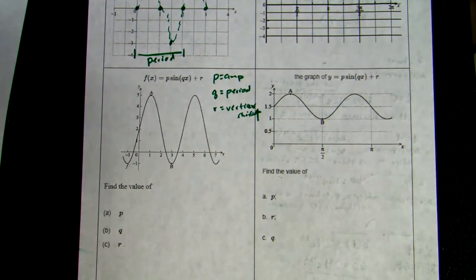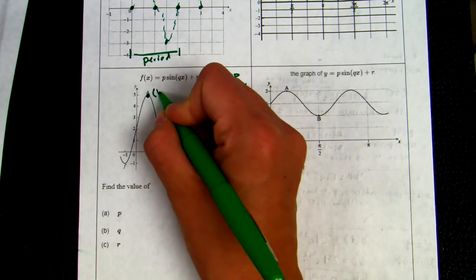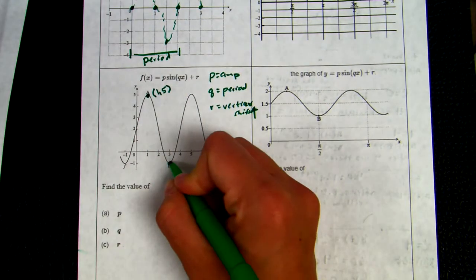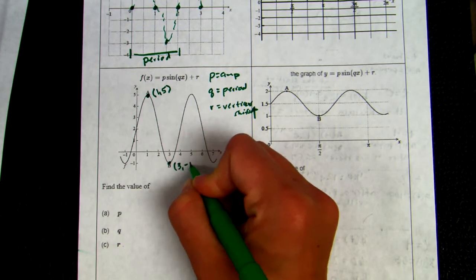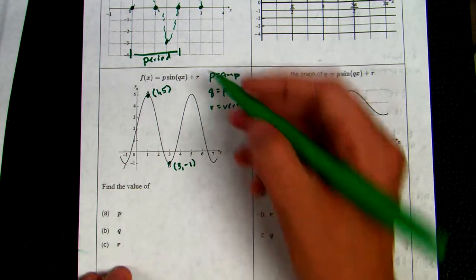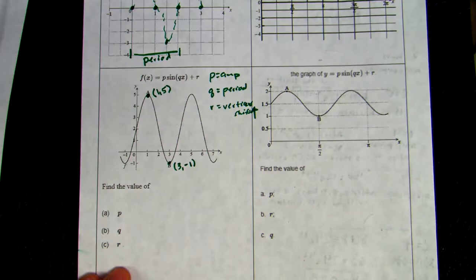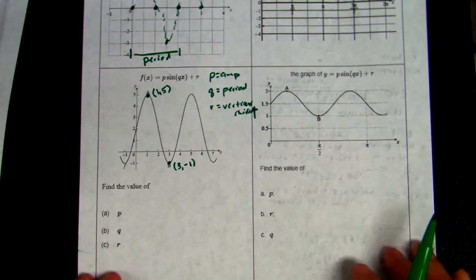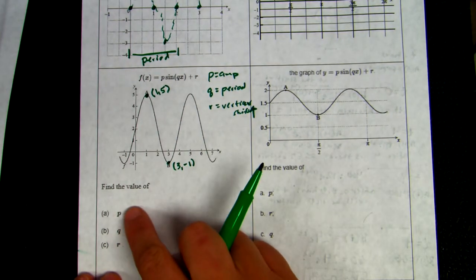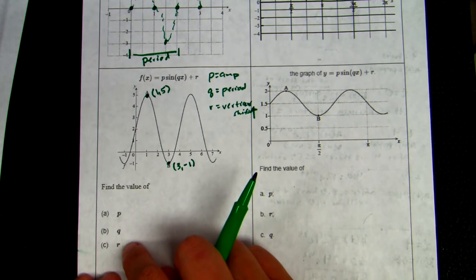Well, let's label some points that we know first. I see that my maximum value is at (1, 5), and I have a minimum value at (3, -1). So these are two key points here when I'm trying to figure out things like my period, my amplitude, or my vertical shift.